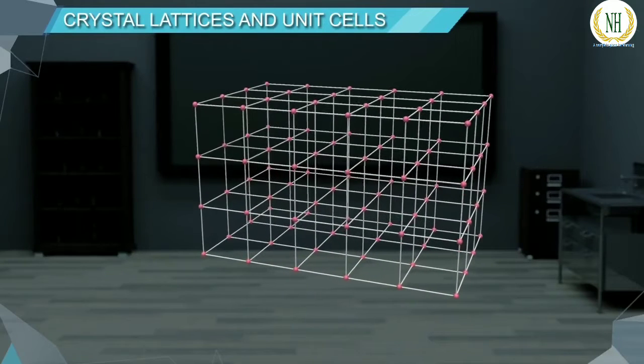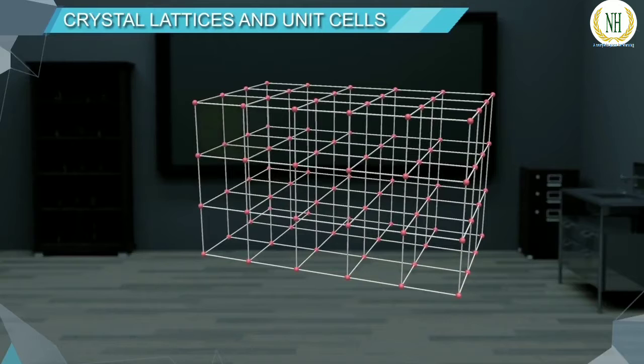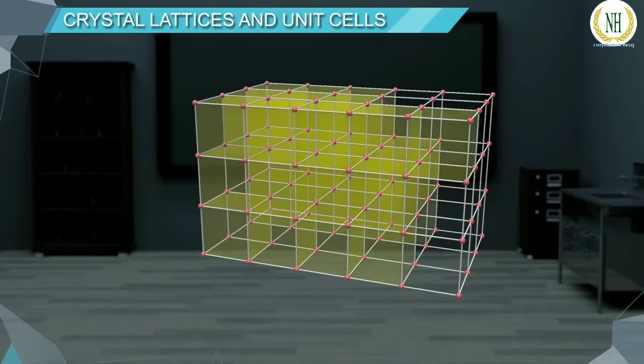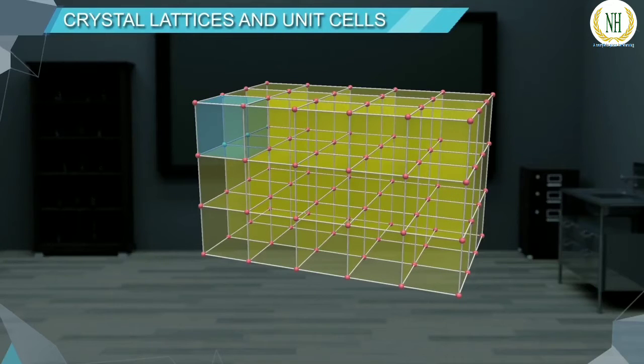Now, if we observe this crystal lattice, we can notice that there is a small group of lattice points that repeats itself again and again to form the entire crystal lattice. This small group of lattice points is known as unit cell. Therefore, unit cell is the smallest portion of a crystal lattice, which, when repeated in different directions, generates the entire lattice.